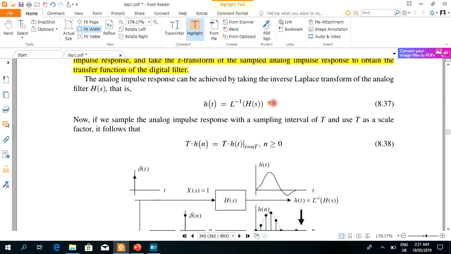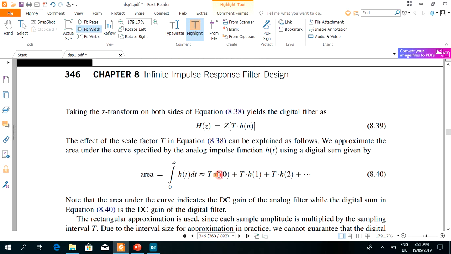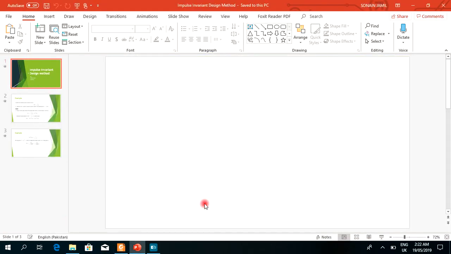First of all, this is the explanation. The analog impulse response can be achieved by taking the inverse Laplace transform. So we just have to take the inverse Laplace transform of the impulse response, then apply the sampling, and take the Z transform. So let's start with an example.